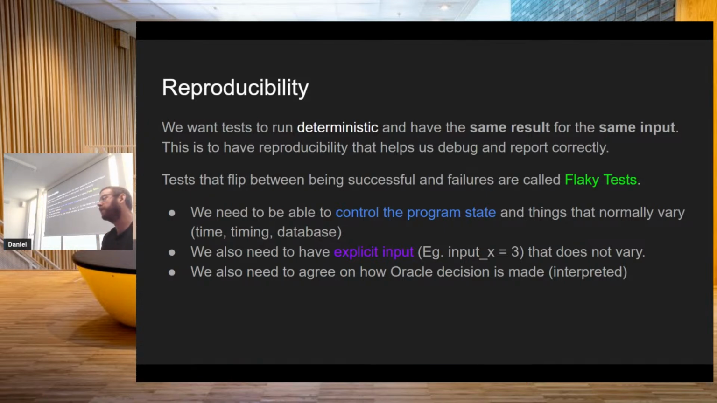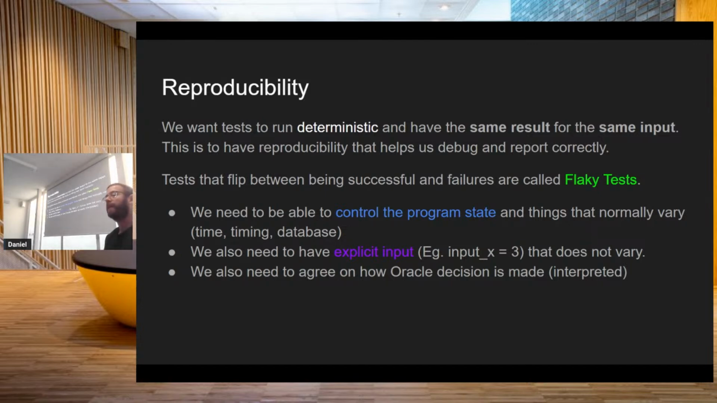So you can imagine that testers say that this does not work. The programmers run it. They say that it works. The testers say that does not work. The programmers run it, say that it works, perhaps due to changes in their environment variables or something like that. So flaky tests. This is a big problem, and we need to be able to control the program state and things that normally vary, like timing, databases, environment variables, versions of our dependencies and stuff like that.